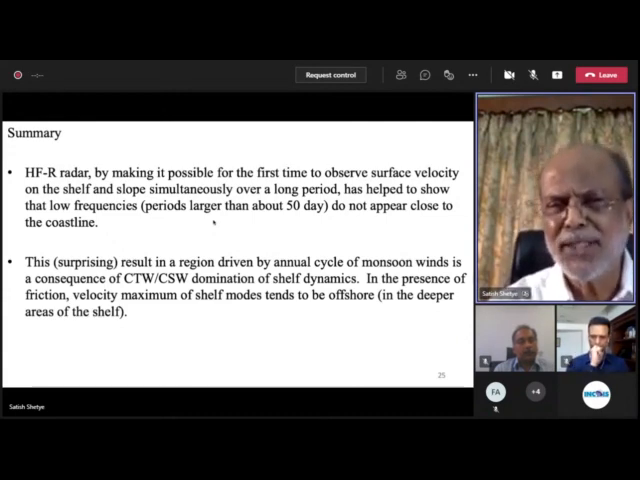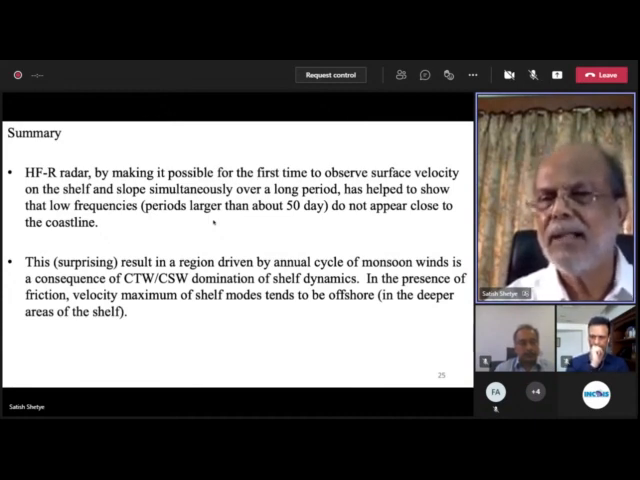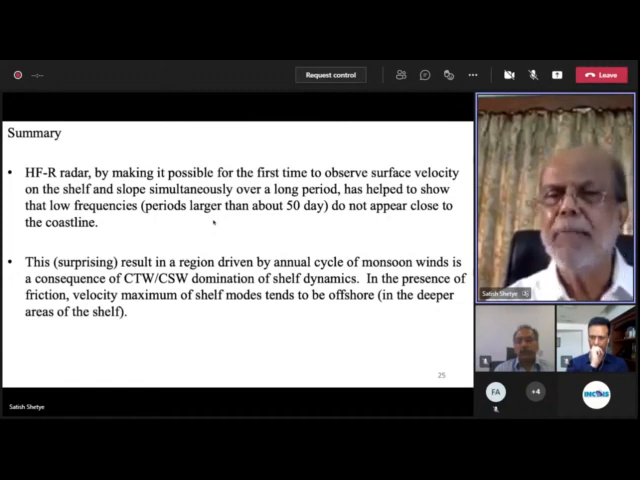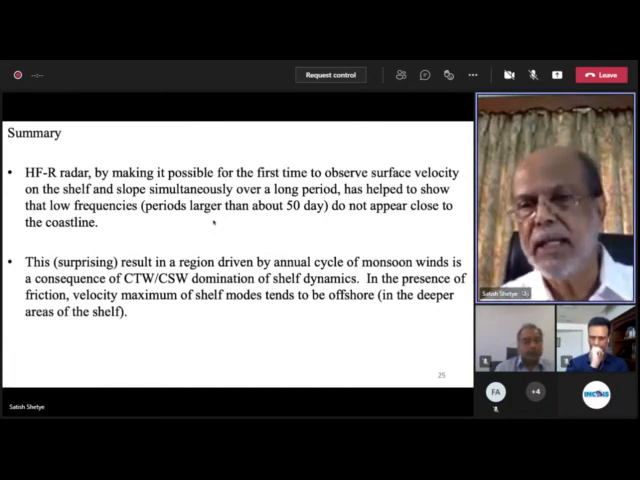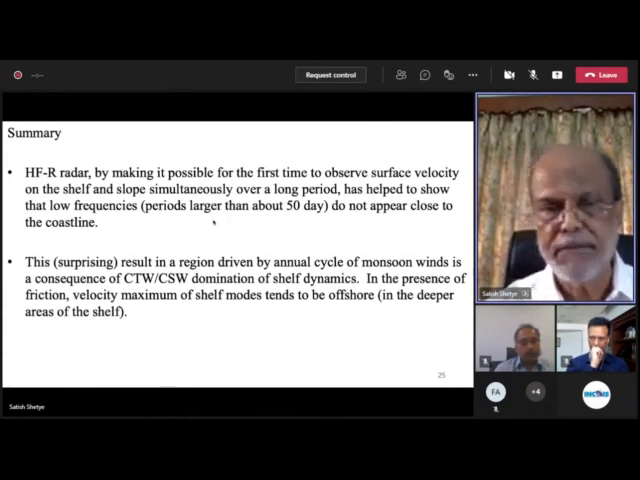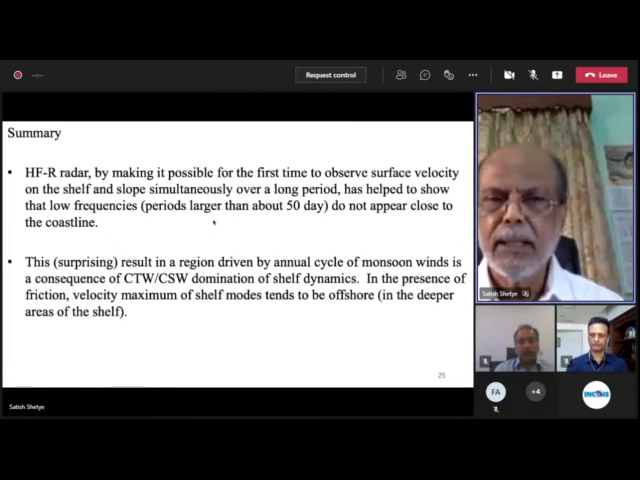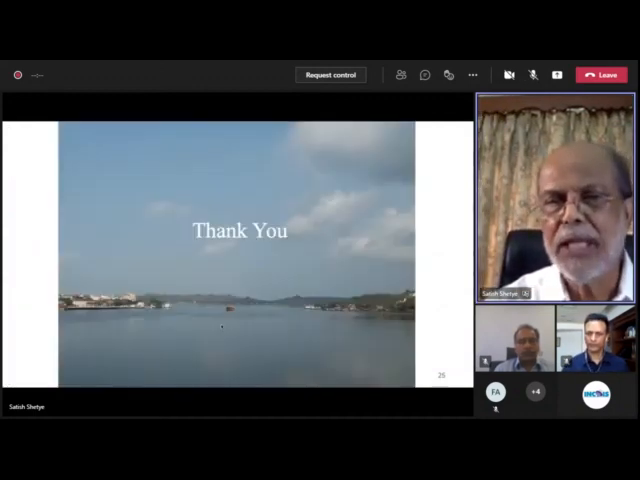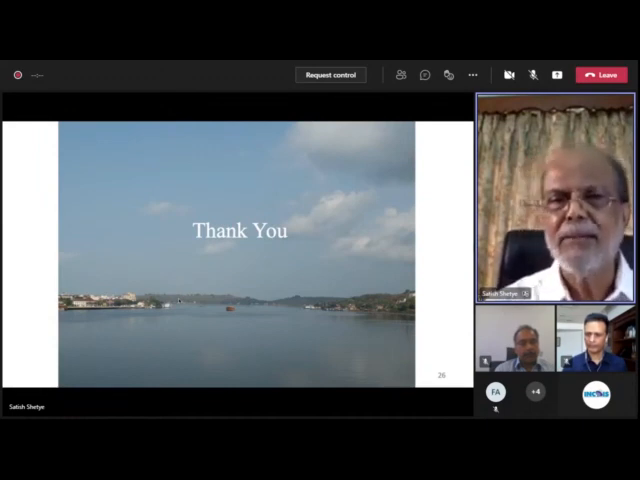This result to us was a little surprising because there was a forcing function right in the shelf, and therefore the contention was somehow it should show up on the shelf. It turns out it doesn't show up on the shelf because the dynamics underlying the shelf waves pushes the maximum of the velocity it generates in the slope area away from the shelf. And this is something which we should examine quite extensively with these new data sets, because this is the region which is important, where most of India's commercial activity occurs.